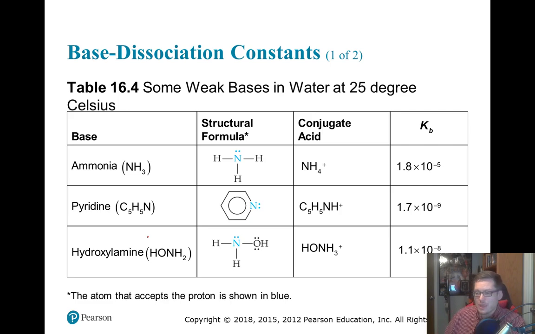The bigger that Kb value, the stronger of a base it is. So here's ammonia. It's 1.8 times 10 to the minus 5th, a fairly big base. Pyridine, 1.7 times 10 to the minus 9th. So on and so forth.